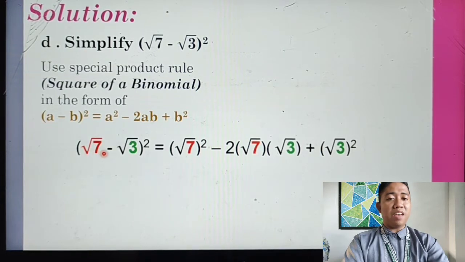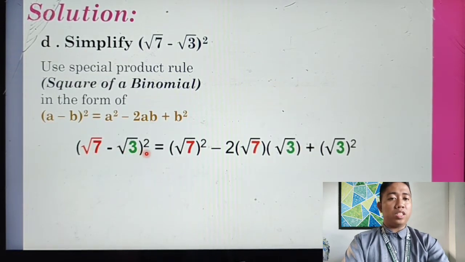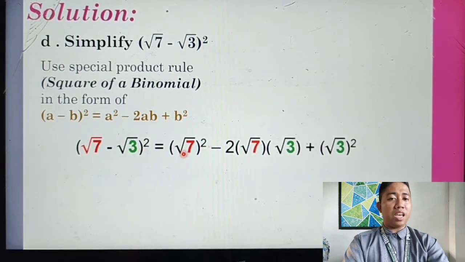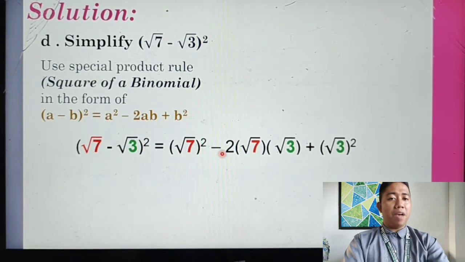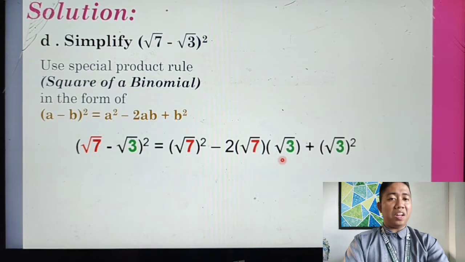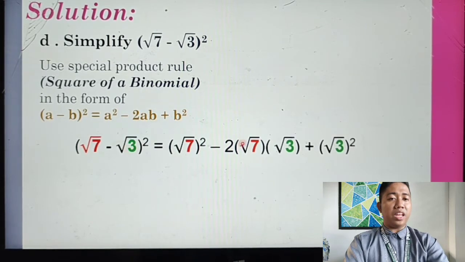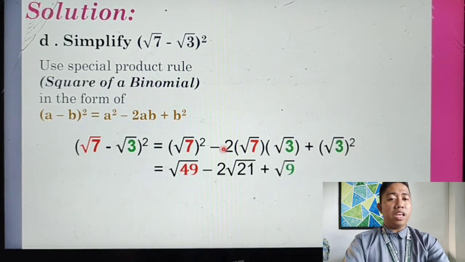So we have square root of 7 minus square root of 3 squared, which is equal to a squared, which is square root of 7 quantity squared, minus twice the product of square root of 7 and square root of 3, which is negative 2ab, and then plus b squared, the last term, which is square root of 3. So we have square root of 3 quantity squared. And then you will be able to simplify this, the perfect square.